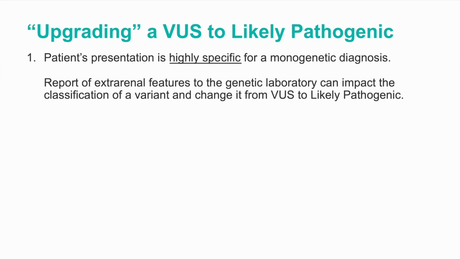So first, your patient presentation is highly specific for a monogenic diagnosis. If you have a report of extrarenal features to the genetic laboratory, that can impact the classification of the variant from VUS to likely pathogenic. This is especially true if the presentation is pathognomonic, like anterior lenticonus in Alport syndrome, as shown here on the right. But it's also true if there is a combination of symptoms.